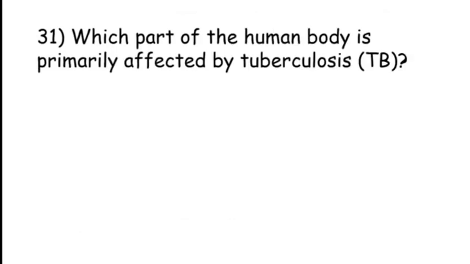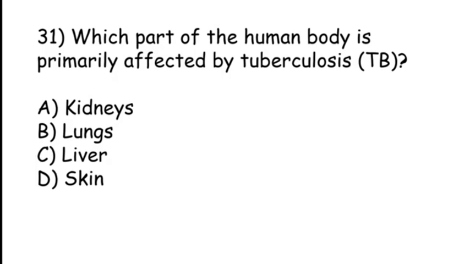Which part of the human body is primarily affected by tuberculosis? Kidneys, lungs, liver, skin. The correct answer is option B, lungs.